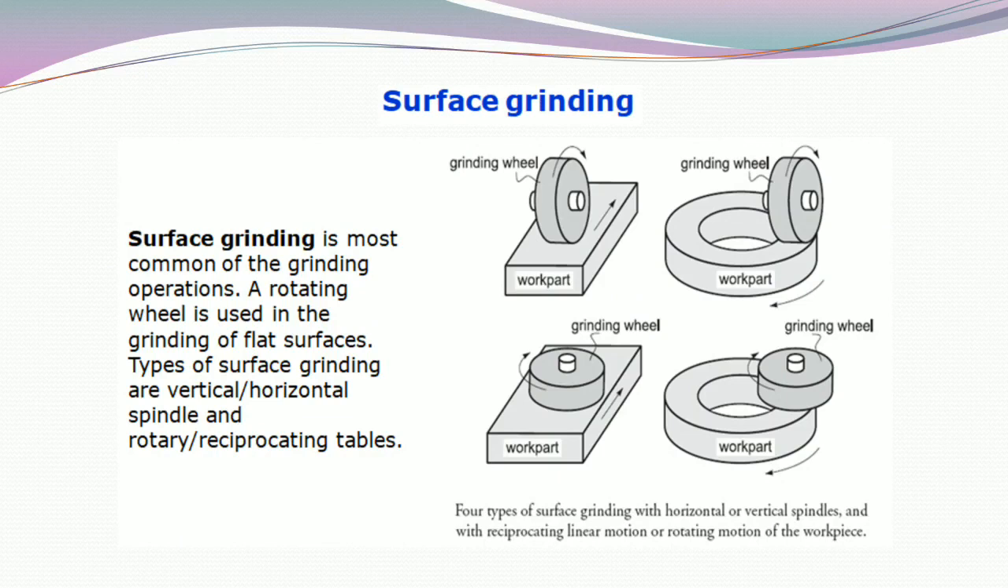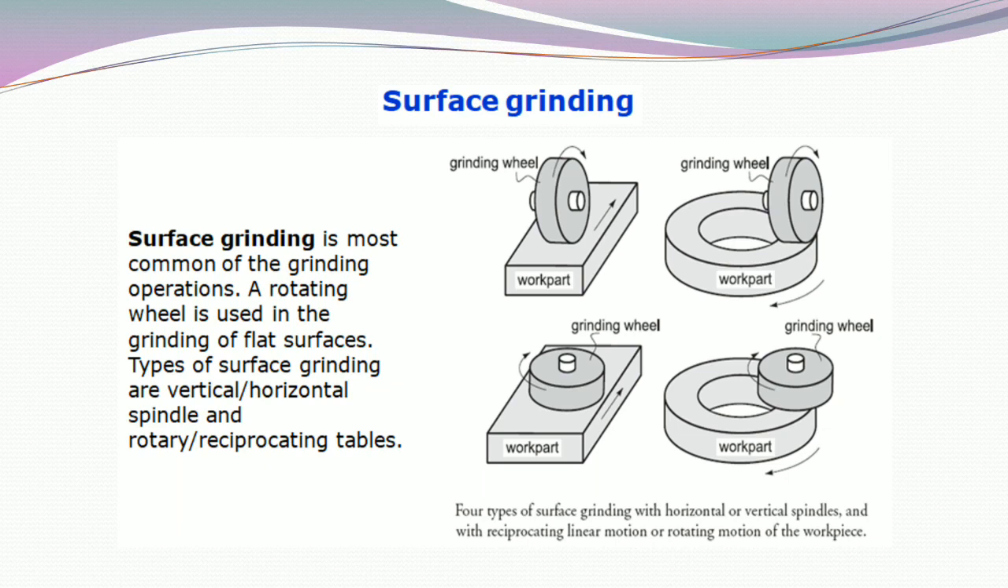Surface grinding is the most common of the grinding operations. A rotating wheel is used in the grinding of flat surfaces. Types of surface grinding are vertical or horizontal spindle and rotary or reciprocating tables.